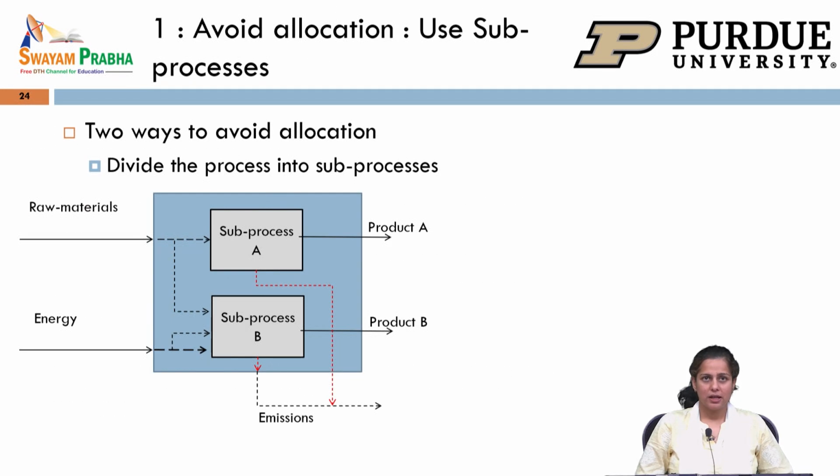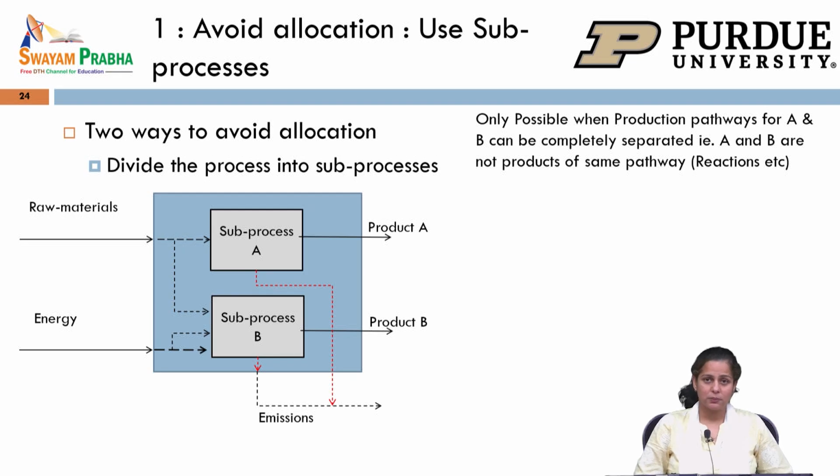So, how can we avoid allocation? The first way to avoid allocation is that we divide the process into sub-processes. For example, we had the big process which was taking in raw materials and energy, making product A and product B and giving emissions. In this case, if we can obtain enough information to separate out the production of product A and product B within that process through sub-processes, then we can allocate the impact of sub-process A to product A and sub-process B to product B.